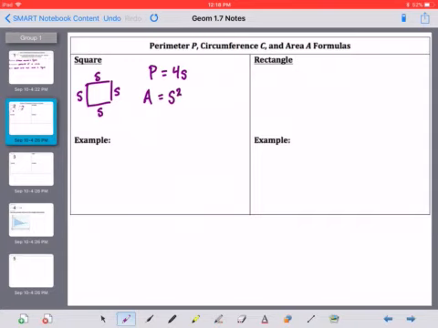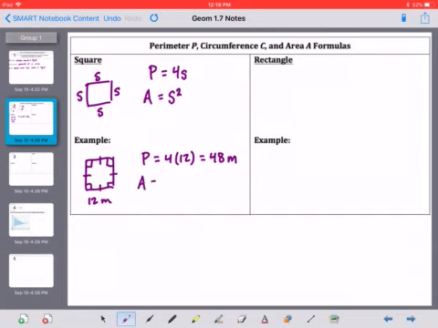And let's do an example. So say we've got a square, there it is. And all the sides are the same length. And one side is 12 meters. So the perimeter would be 4 times 12, which would be 48 meters. The area would be the side squared. So 12 squared is 144, and then our units would actually be meters squared, or square meters.